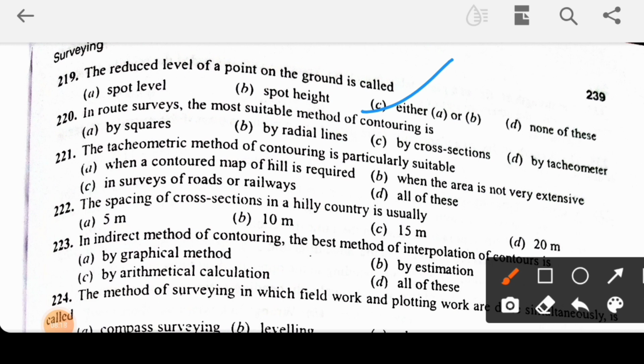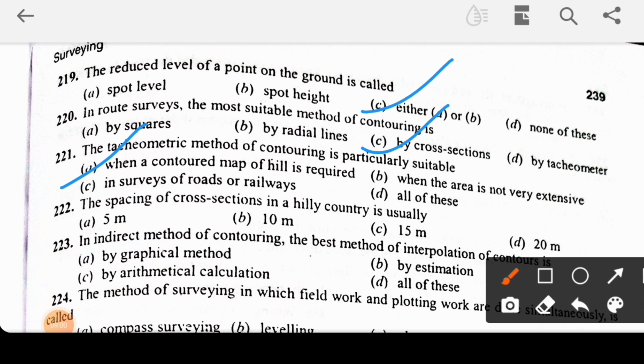In route survey, the most suitable method of contouring is by cross section. Correct answer C. The tachymetric method of contouring is particularly suitable when a contoured map of a hill is required. Correct answer A.